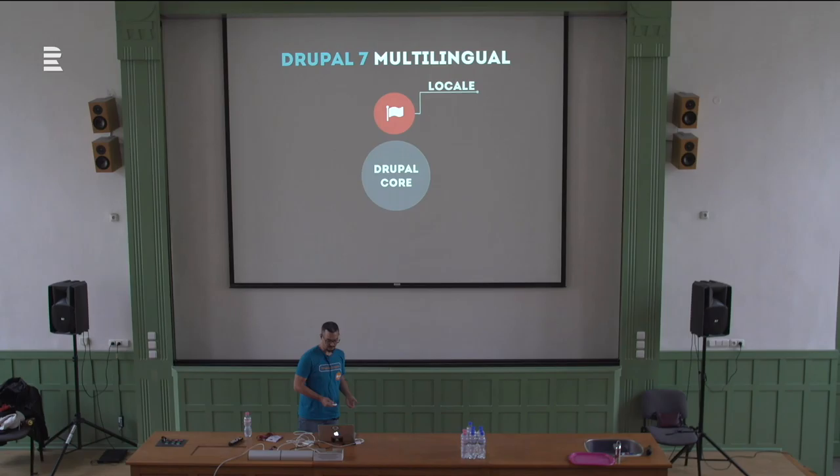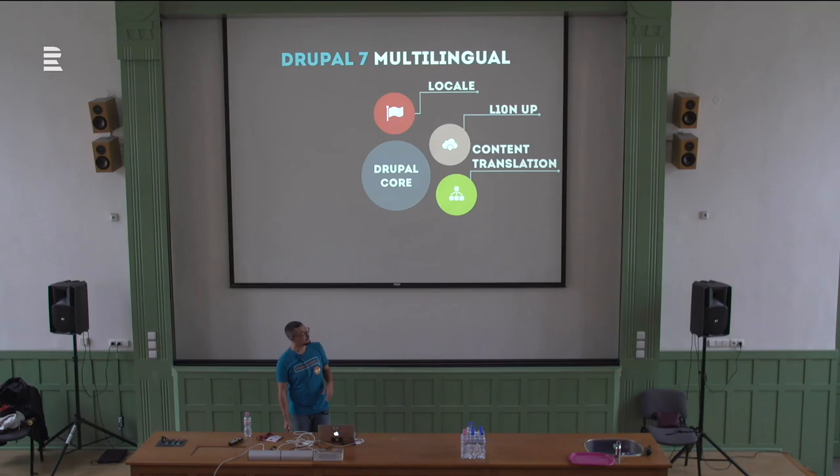So you would install the localization update module, which allows you to do this automatically. This is a contrib module, not in core. And then you want to also translate your nodes, and for that you install the content translation module, which creates copies of your nodes. So if you have a node in English and you want to translate it to Czech, it will create a copy of this node for the Czech translation.